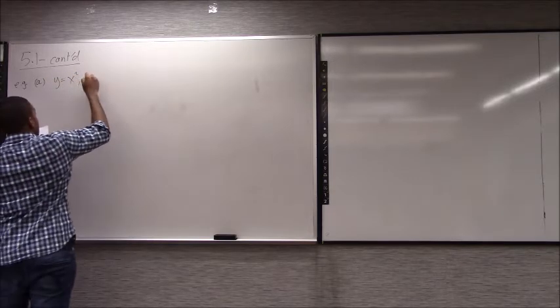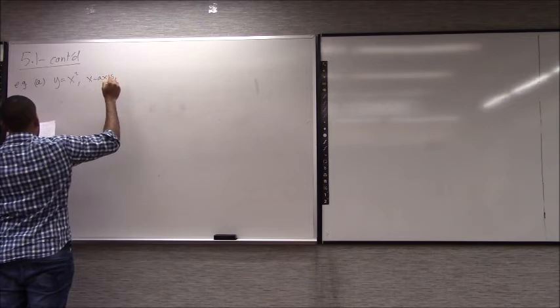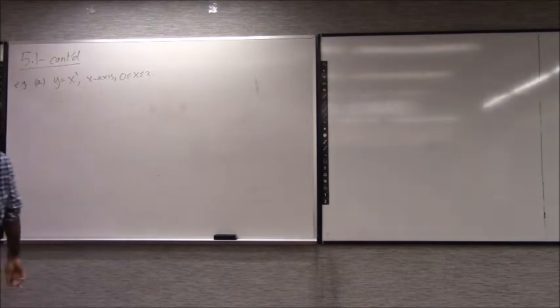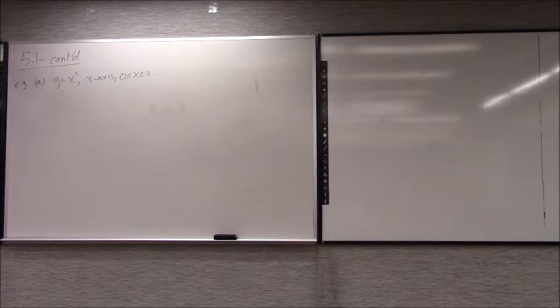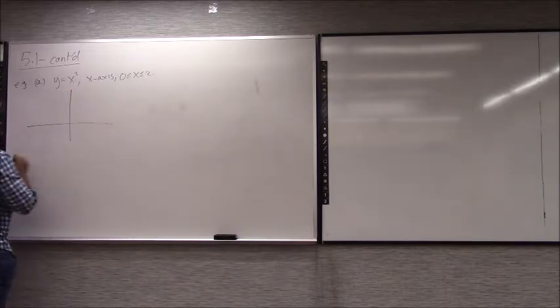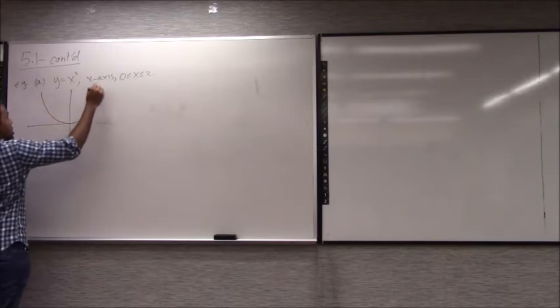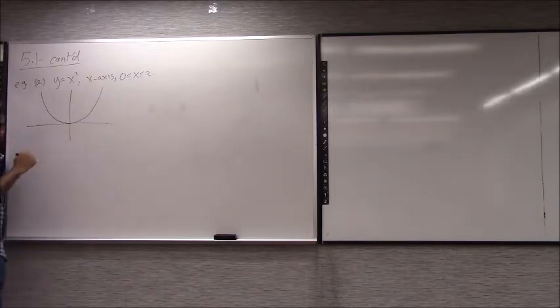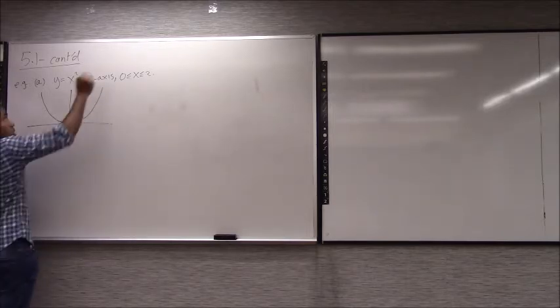Y equals x squared, the x-axis, and 0 to 2. How do we do it? You could draw it out first. You can sketch it, sure. Y equals x squared looks like this. The x-axis is that. What's the equation of the x-axis? Y equals 0.